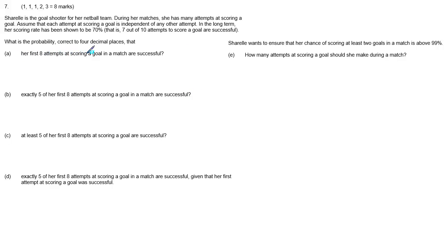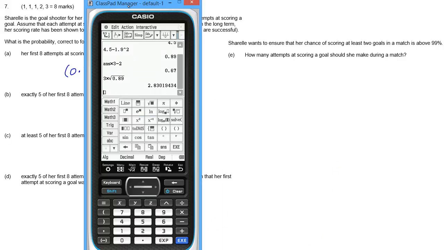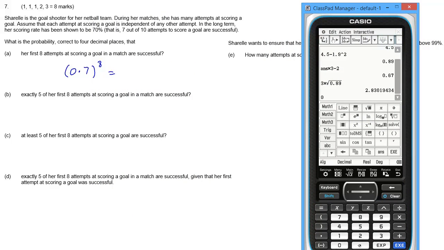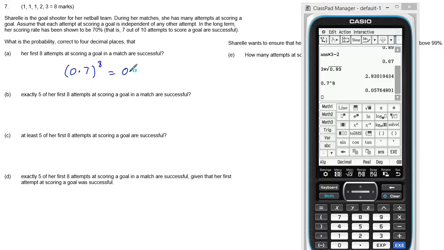What is the probability, correct to 4 decimal places, that her first 8 attempts at scoring a goal in a match are successful? Well, that's just going to be 7 out of 10, or 0.7 to the power 8. So that is just going to be 0.7 to the power 8, 0.0576. Correct to the 4 decimal places required.